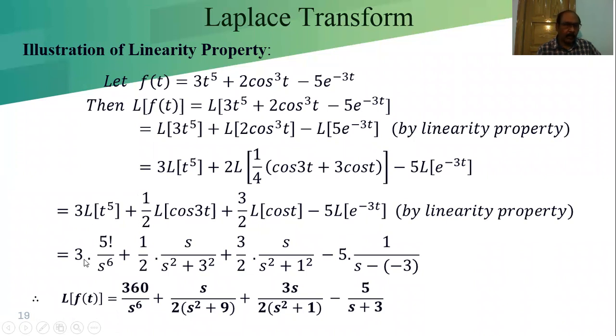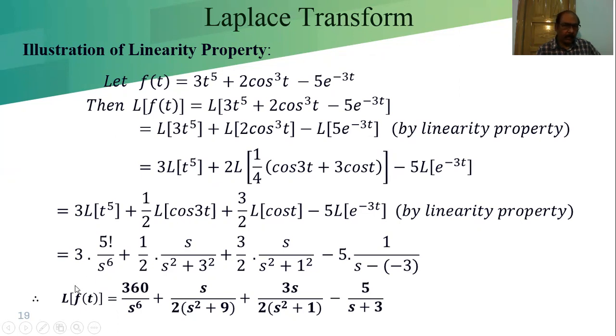Now 1 by 1 we can put the result. 3 t to the power 5 means factorial 5 by s to the power 6. This power will be 1 more, half Laplace transformation of cos 3t is s by s square plus 3 square. Here cos, so 3 by 2 s by s square plus 1 square minus 5 e to the power minus 3t. That means 1 by s minus minus 3.